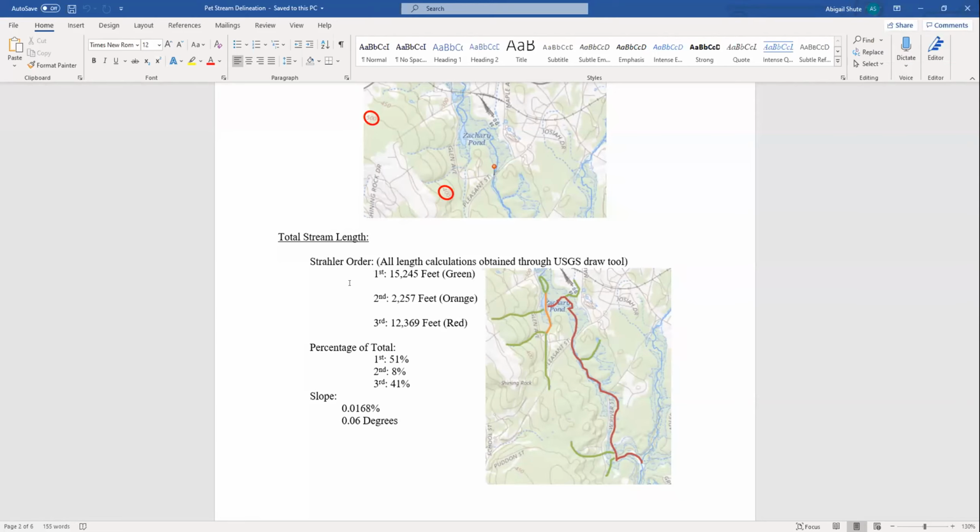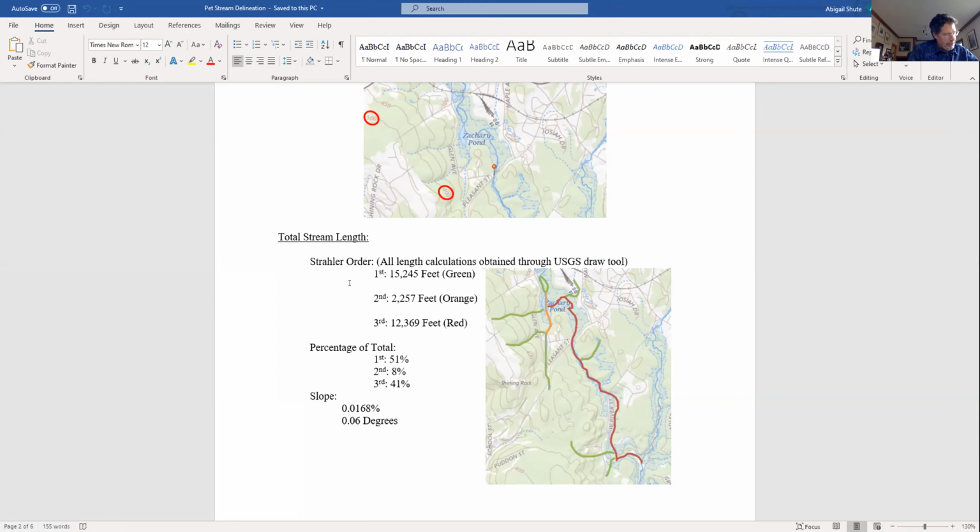That makes sense. I think I was just confused by what you meant by longest stream length. Yep. But you got it now? Yeah. So now I understand that you mean Strahler order. Yep. Either using the first or the second or whichever is the longest. Right. Okay.